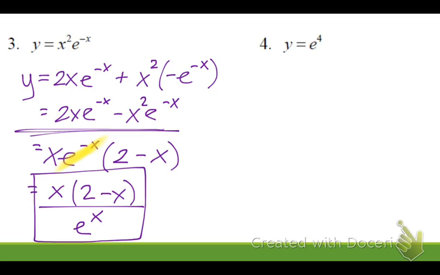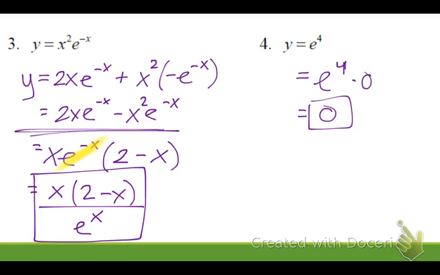All right, for number 4, y equals e to the 4th. What's the derivative of y equals e to the 4th? I hear e to the 4th times 4? Times 1? Yeah, because what's the derivative? Yeah, 0. Times 0. Good. E to the 4th times 0, which is just 0.